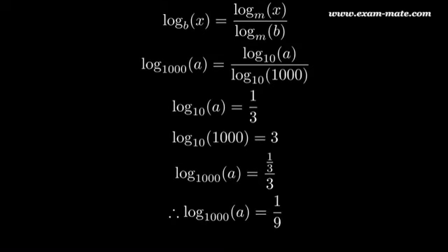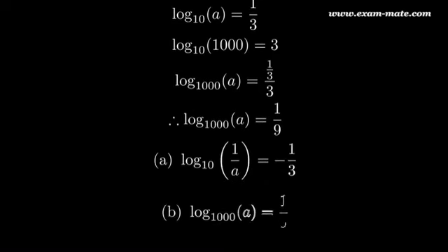Let's summarize our answers. For part A, log base 10 of 1 over a equals negative 1/3. And for part B, log base 1000 of a equals 1/9.